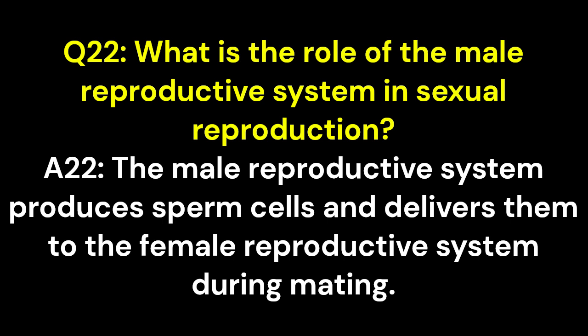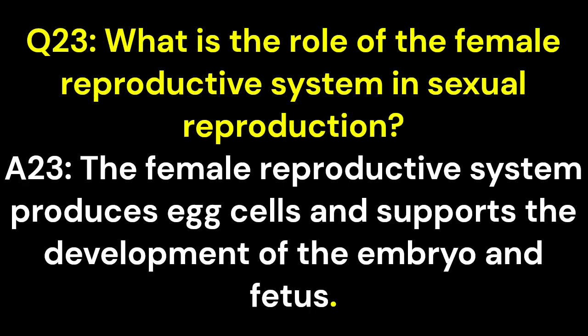What is the role of the male reproductive system in sexual reproduction? A22. The male reproductive system produces sperm cells and delivers them to the female reproductive system during mating. Q23. What is the role of the female reproductive system in sexual reproduction? A23. The female reproductive system produces egg cells and supports the development of the embryo and fetus.